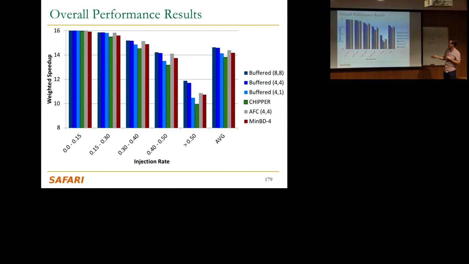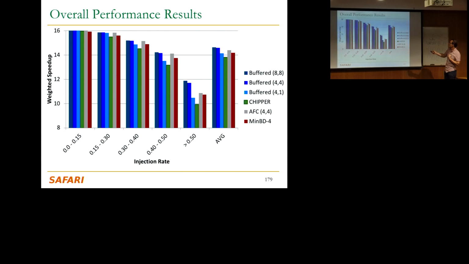Basically, this is, again, real applications, but we classify them based on the injection rate they have into the network. And this clearly shows that if your injection rates are high, your performance is lower. That's true for buffered networks also, by the way. It's not true just for chipper, AFC, and MinBD. But as you look over here, these are the bufferless networks. This is average across all workloads. These are the bufferless networks, the three of them.